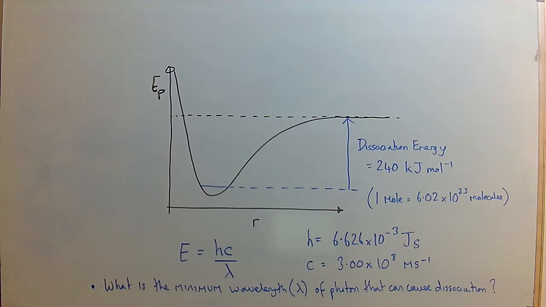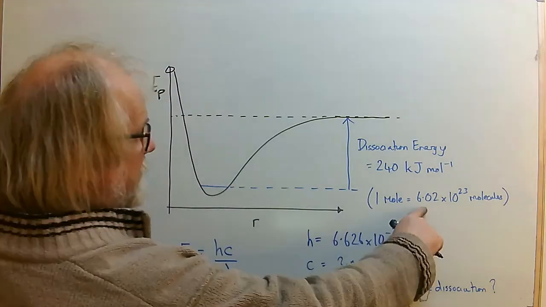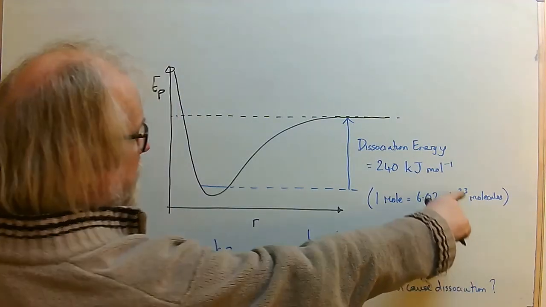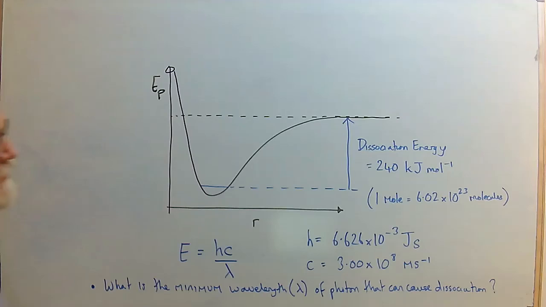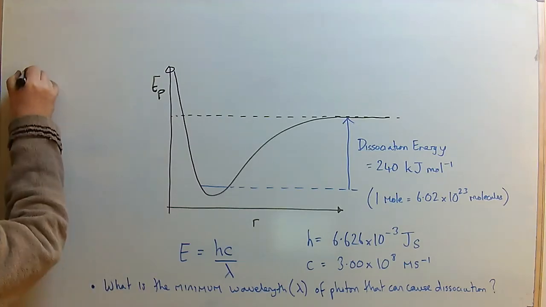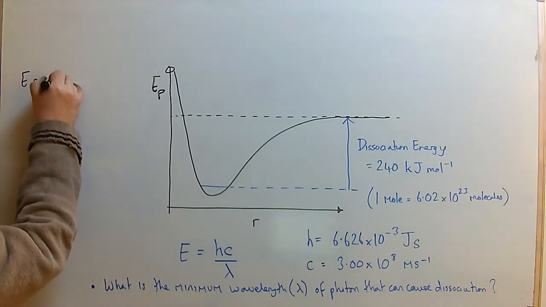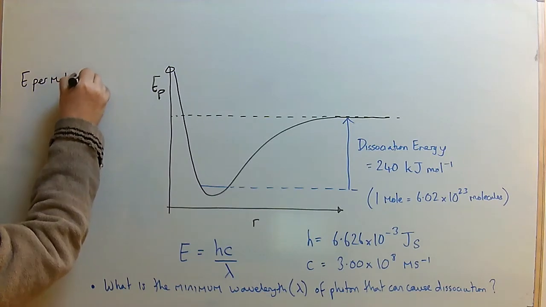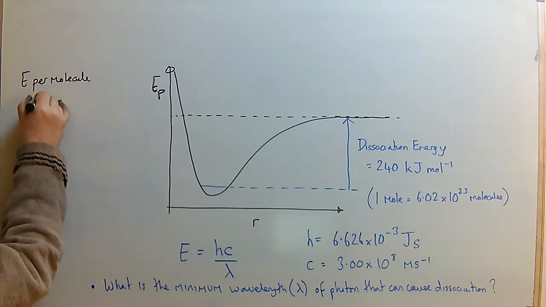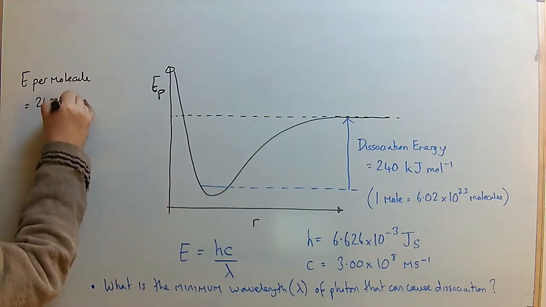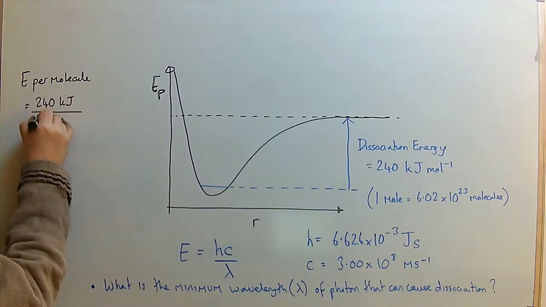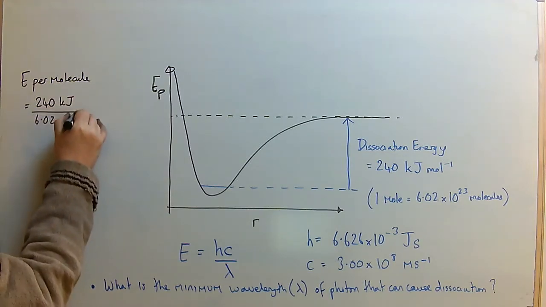Okay, so let's then see if you've got the right number for that. So we've got that 6.02 times 10 to the 23 molecules requires 240 kilojoules. So the energy per molecule that's needed is equal to 240 kilojoules divided by 6.02 times 10 to the 23.